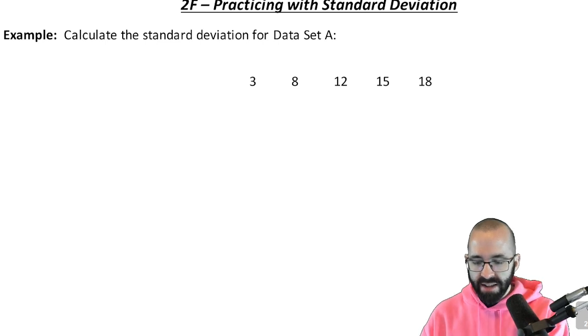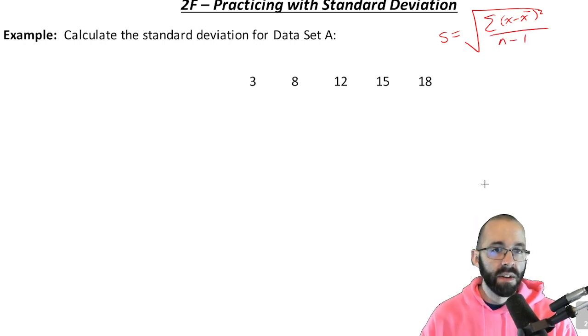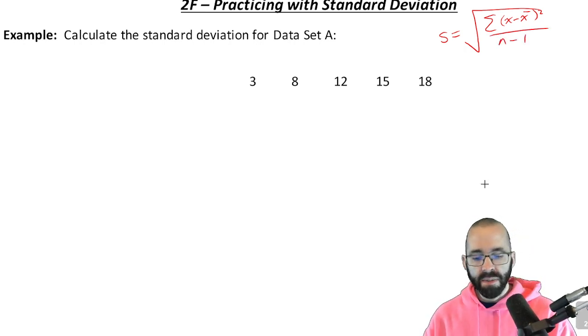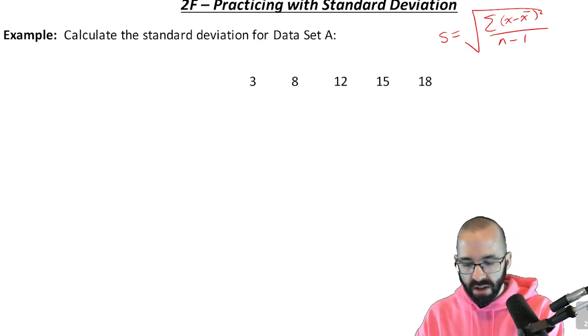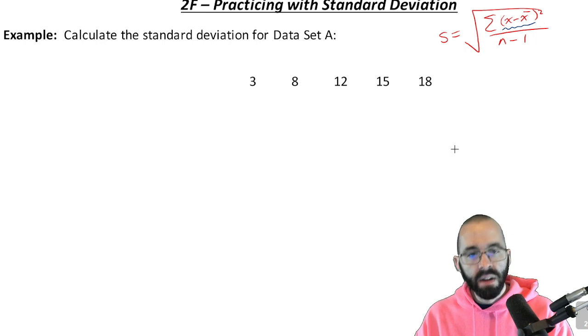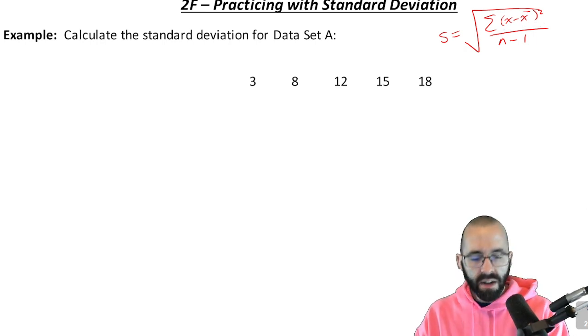So our formula, right, is that the sample standard deviation is the square root of the sum of x minus x bar, all those deviations squared, divided by n minus 1. So that's just a bunch of different steps. We're going to recreate all of those steps. Our first step is going to be finding the deviations. In order to do that, we need to find the mean.